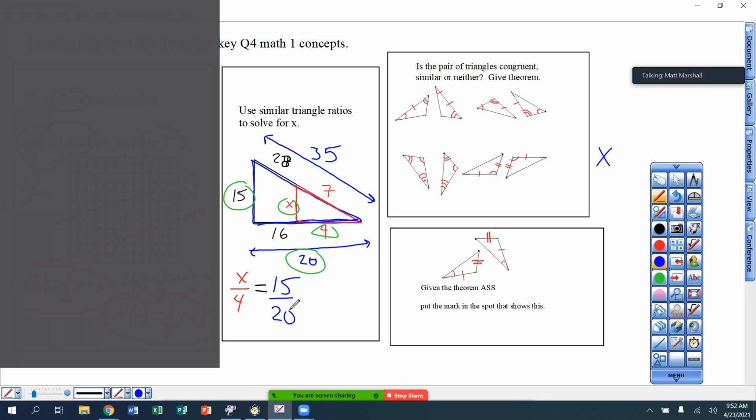Good question. And is it only for the overlapping sides? Yes. Because obviously this 15 here was already given to you. Didn't have to add it to nothing.